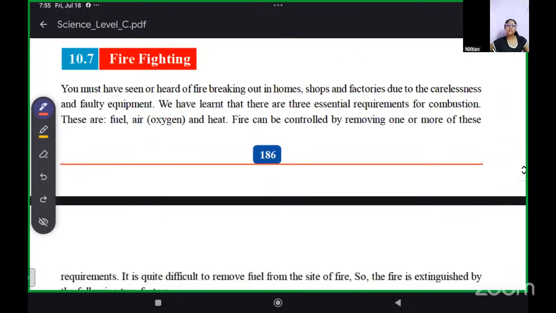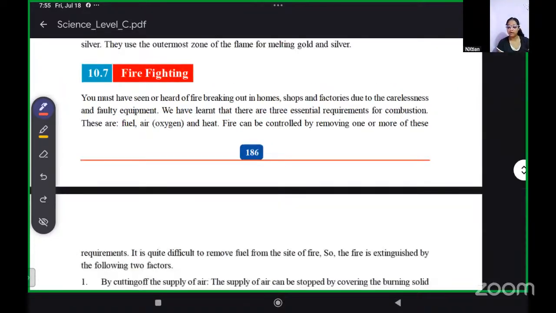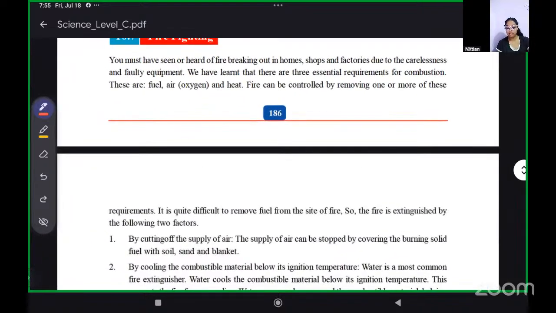You must have seen or heard of fire breaking out in homes, shops, and factories due to carelessness and faulty equipment. We have learned that there are three essential requirements for combustion. These are fuel, air, and heat. Fire can be controlled by removing one or more of these requirements.